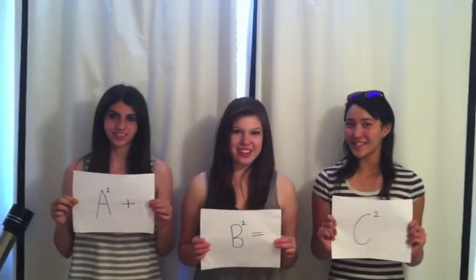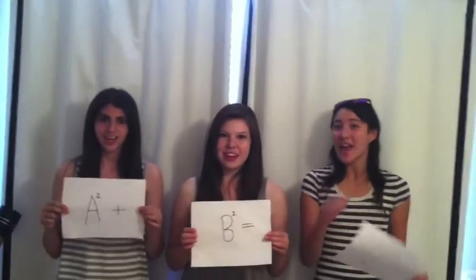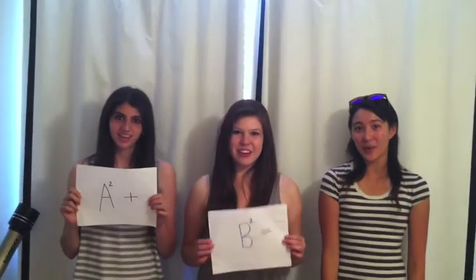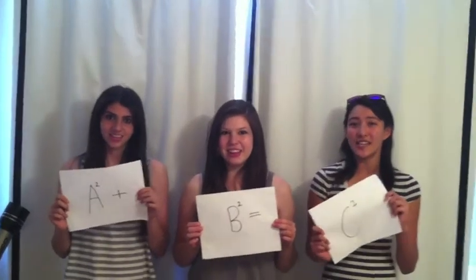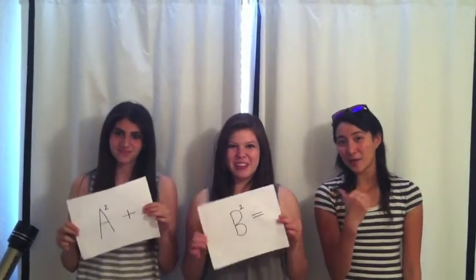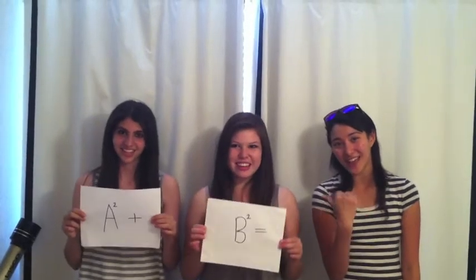A squared plus b squared equals c squared. C is the length of the hypotenuse. A and b are the lengths of the other sides.